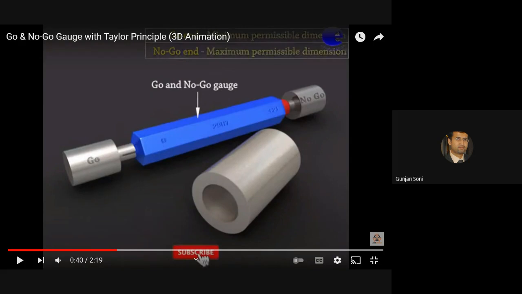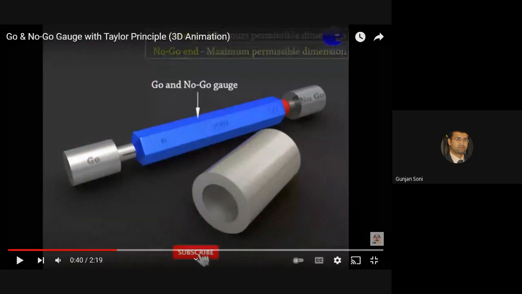Okay, this is one. When it is smaller than the no go size, it means that the maximum permissible dimension of the hole, which should have been the highest, is smaller than the no go size which I have designed. Similarly, the go side should go in, which will indicate that it is larger than the smallest size permissible, the smallest size of the hole which should have been.